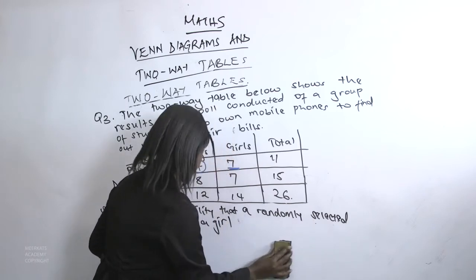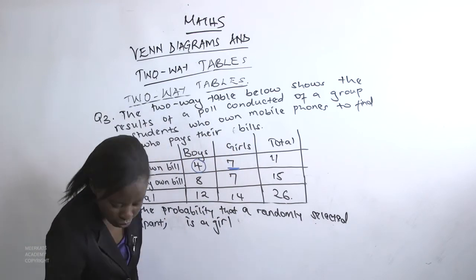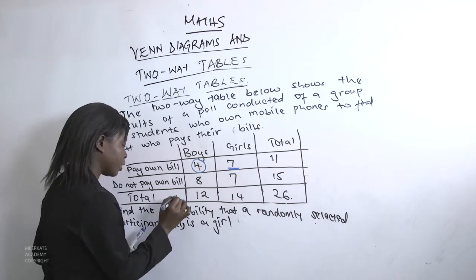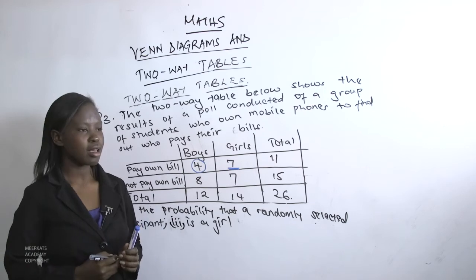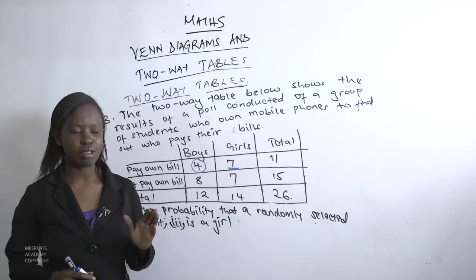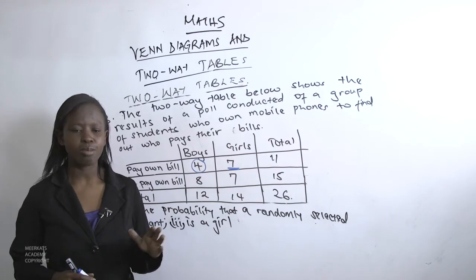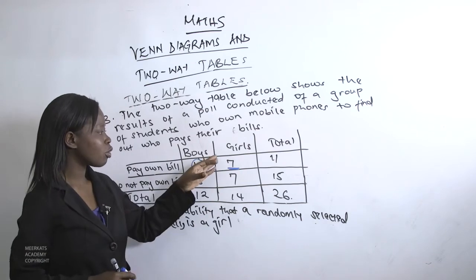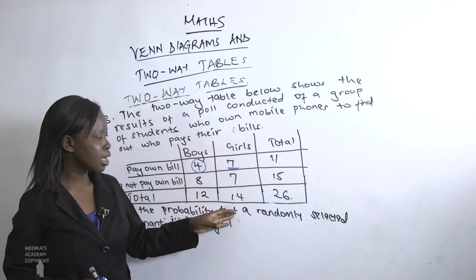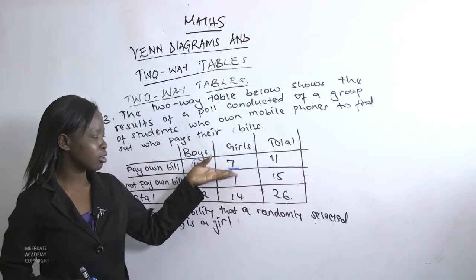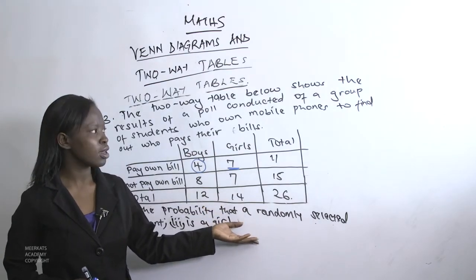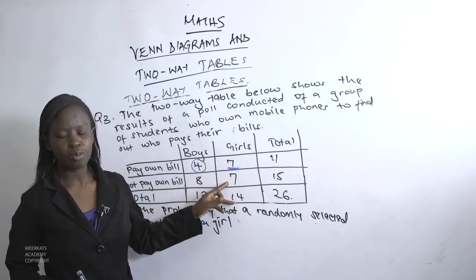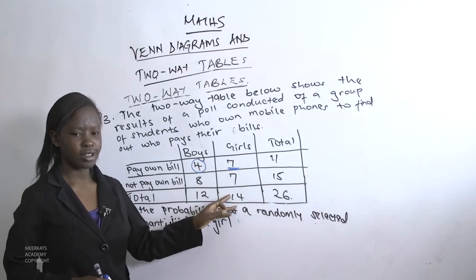Then part 3 of the question is that we find the probability that the student picked is a girl. So how do we get from this table that the student who has been picked is a girl? It doesn't matter if this girl is paying her own bill or the girl does not pay her bills. So we find out a total of how many girls were interviewed, or how many girls in total participated in this given survey. And we get that 7 girls pay their own bill, 7 girls do not pay their own bill, a total of 14 girls in the survey.